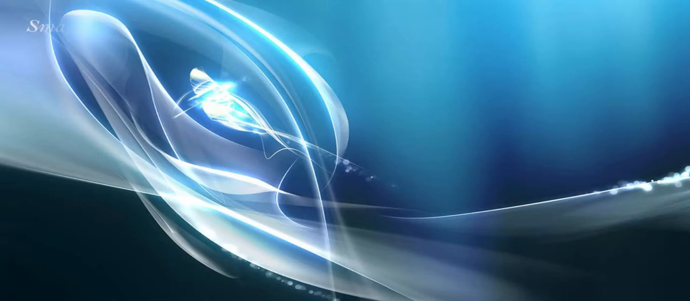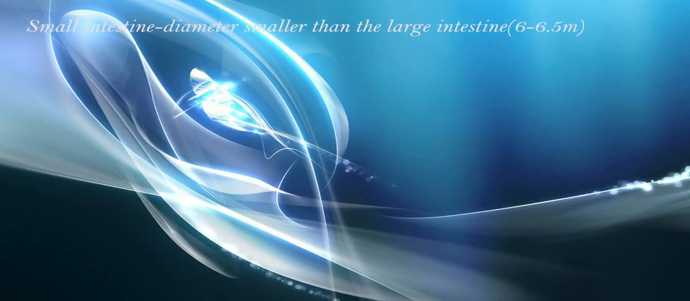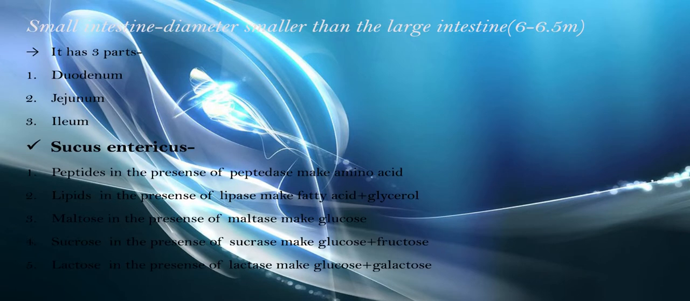Now, the main part of our body, that is the small intestine. Its length is 6 to 6.5 meters, and its diameter is smaller than the large intestine. It has three parts: duodenum, jejunum, and ileum, where the duodenum is the starting part, jejunum is in between, and the third one, ileum, is at the last.